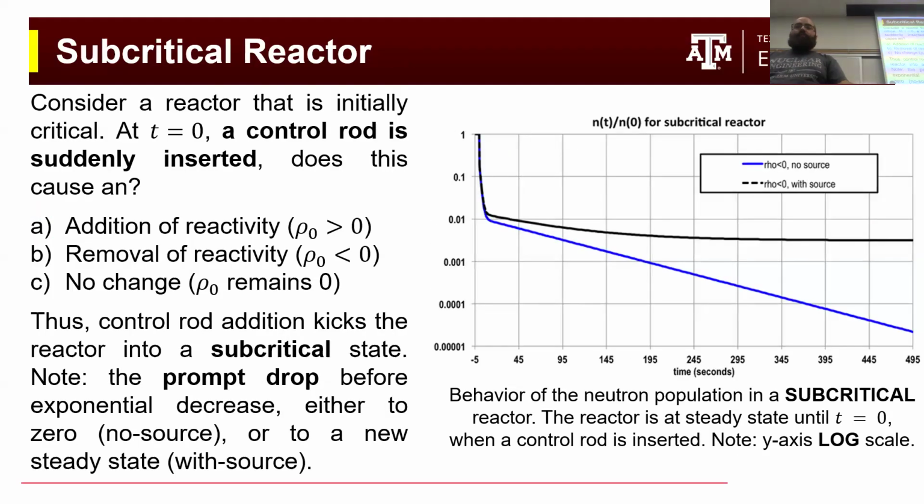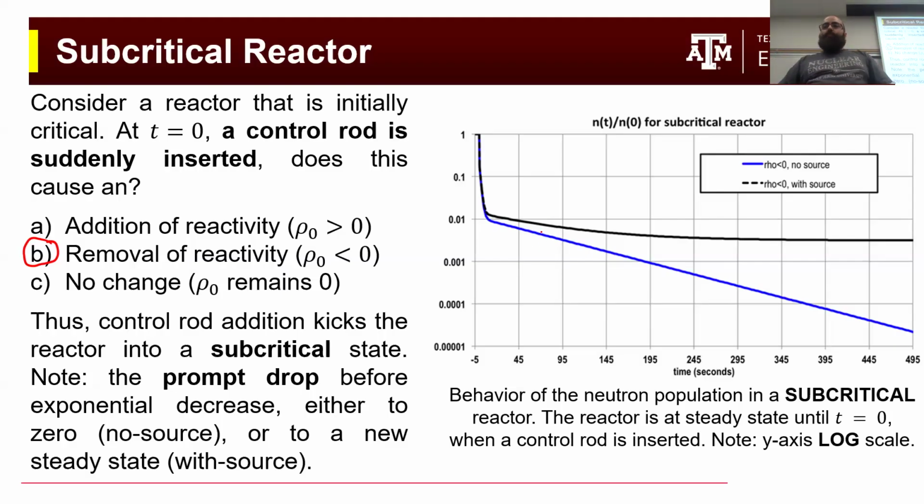And then this is an example of a subcritical reactor. So this example is saying that before time 0, we were critical. And then at time 0, a control rod is inserted. So if removing a control rod added reactivity, inserting the control rod is going to remove reactivity. And that is going to take our system into a subcritical state. We're now going to have more absorption than we had before, which means that our losses are greater than our production, so we go subcritical.